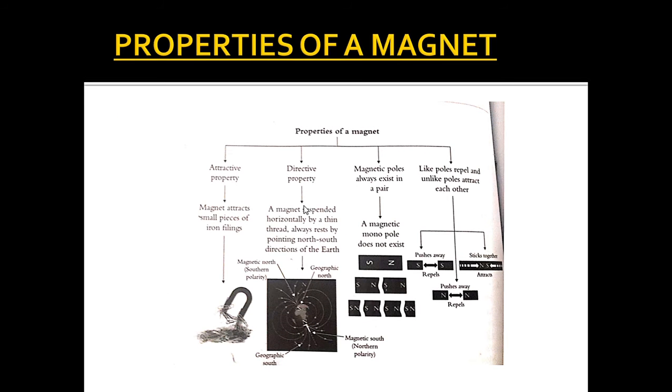Properties of a magnet. This is a picture which shows the different properties of a magnet. Attractive property. Magnet attracts small pieces of iron filings. Directive property. A magnet suspended horizontally by a thin thread always rests pointing in the north-south directions of the earth.